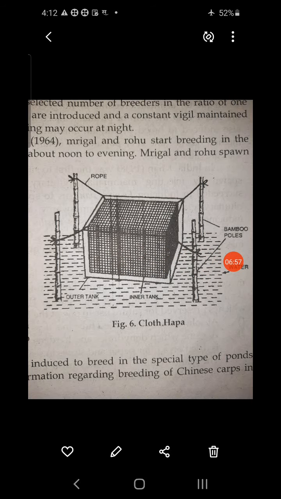See the diagram. This is the cloth. Put it in the water of the ponds or lakes, and inside the brooder fish are kept. So the fishes live in the pond water, but in a restricted area. They can't move out of this happa. Because of this happa, it is very easy to collect the brooder fish as well as their seeds, or the fertilized eggs.